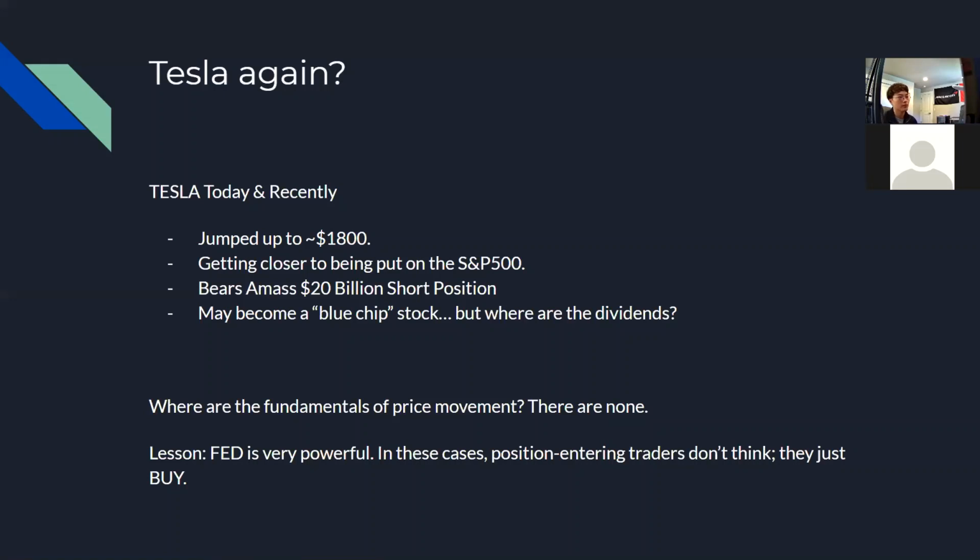As you can see here, I noted that the bears amassed $20 billion in short positions. So what does that mean? For Tesla, there are shorters who basically put a negative $20 billion balance on the stock. They're betting that Tesla is going to drop a lot, so they're going to make money if Tesla drops. What we've seen in the past week or so is that the stock itself has risen like 40%, or like 80%. That's crazy. There's really no fundamental explanation for why Tesla is moving as such.